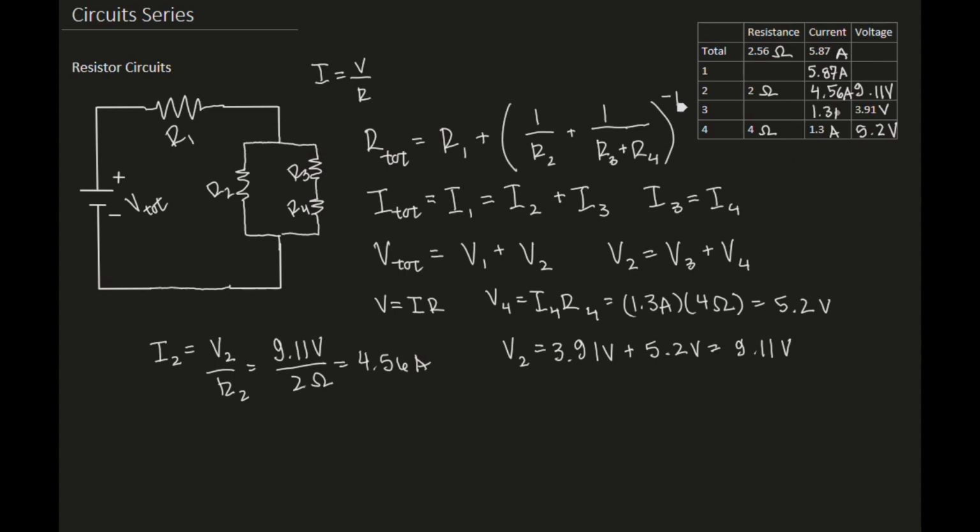I can then use this to find the resistance at 3. So R3 equals V3 over I3. And I get 3.91 volts over 1.3 amps, which, if I round, I get to be 3 ohms.